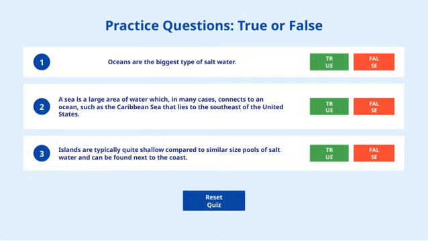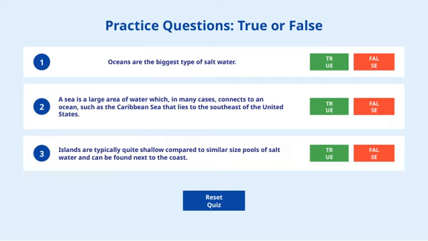Finally, true or false? Islands are typically quite shallow compared to similar size pools of salt water and can be found next to the coast. This statement is true. Islands are usually shallow compared to the open water around them, and they are generally located close to the coast, often formed from land that rises above sea level.